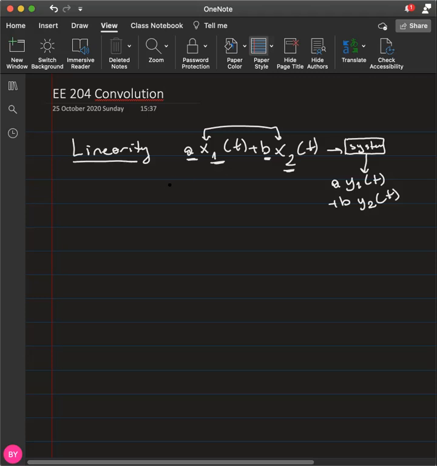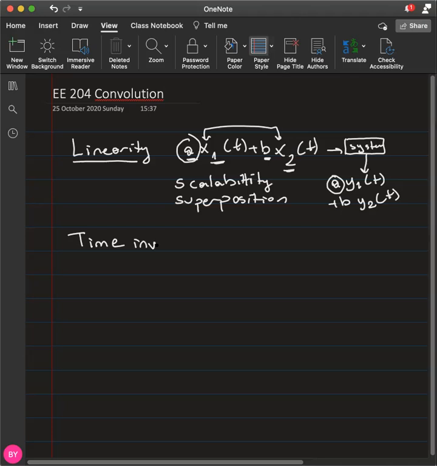As I said in the class, the linearity property includes a times x1, which is called scalability, and this addition is called superposition. So these two things should remind you of linearity, and our systems in this class will be dealing with linearity problems. The second property is time invariance. What does time invariance mean?